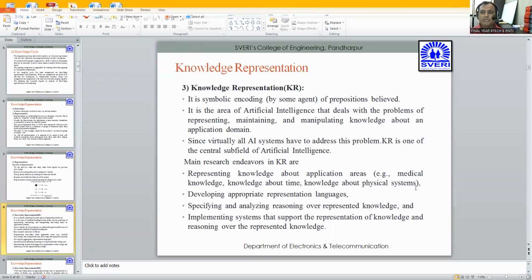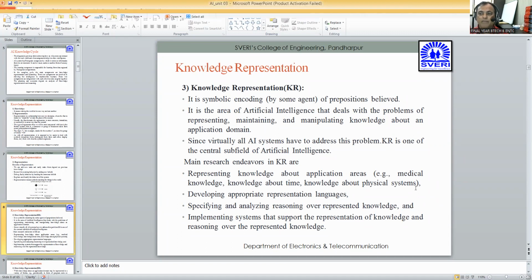Now knowledge representation. So now if we say what is knowledge, we say what is representation. Now the next concept that comes is what is knowledge representation. Knowledge representation is nothing but we want to represent, by using some symbols, the knowledge that I am having.